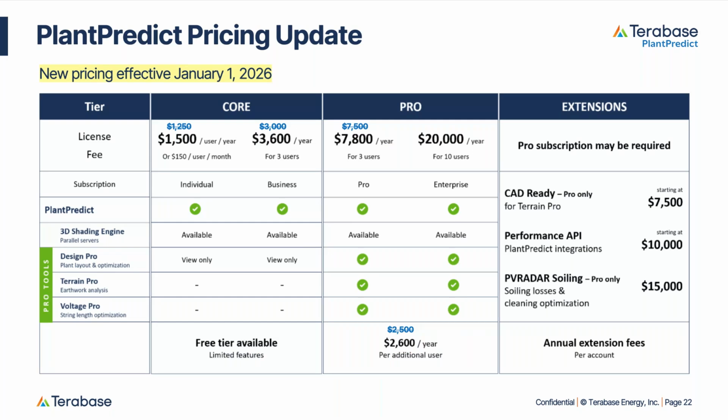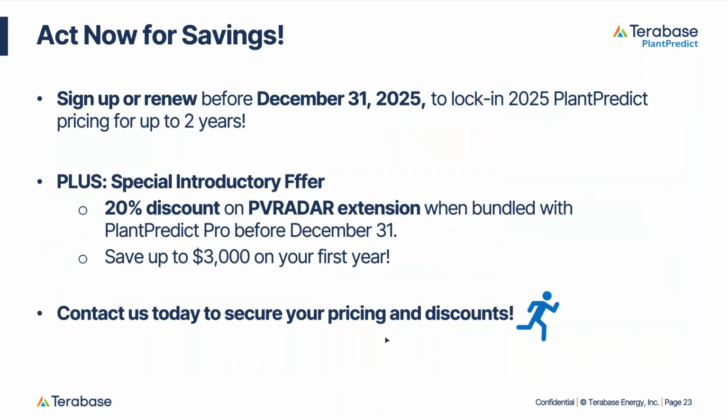All right, on the next slide I'm going to talk about a very special introductory offer. If you act now and subscribe to the PVRADAR extension, for one thing, you can still lock in 2025 PlantPredict pricing all the way until the end of December, and you can get a 20% discount off of the PVRADAR extension. That gets you a one-time introductory $3,000 off your first year. So you can actually get PVRADAR access for $12,000 a year if you subscribe before the end of the year.